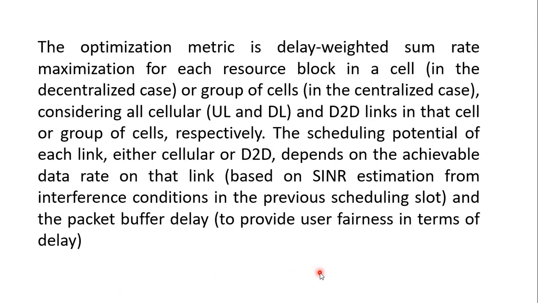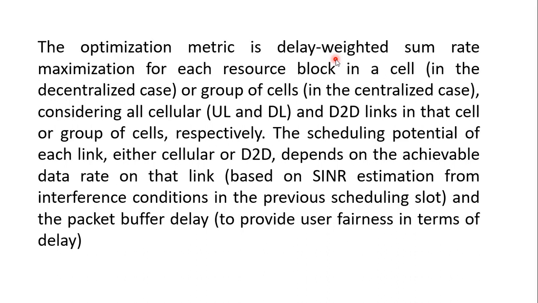Next, the optimization metric is delay weighted sum rate maximization for each resource block in a cell, or a group of cells, considering all cellular links, that is uplink, downlink and D2D link, in that cell or a group of cells respectively. The scheduling potential of each link, either cellular or D2D, depends on the achievable data rate on that link and the packet buffer delay. So the optimization metric is delay weighted sum rate maximization.